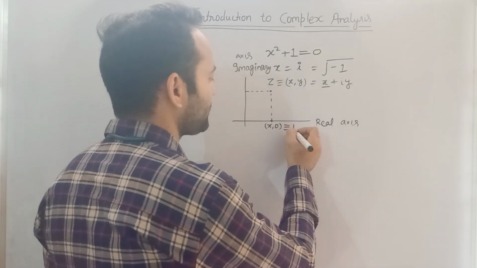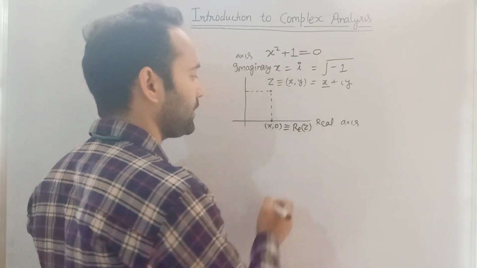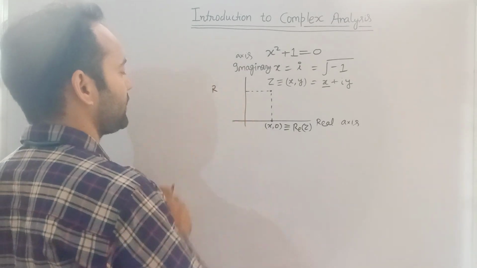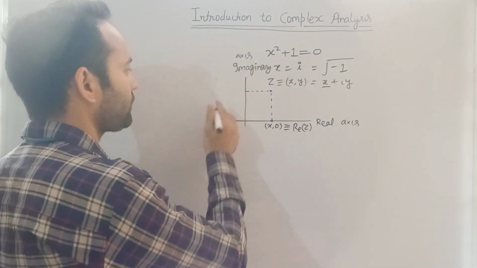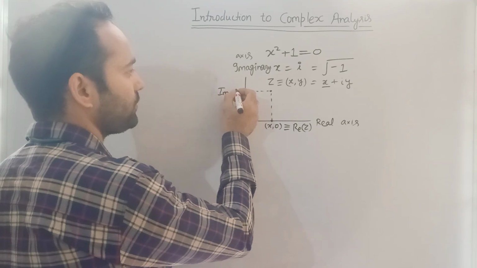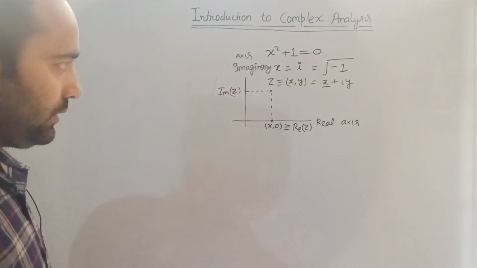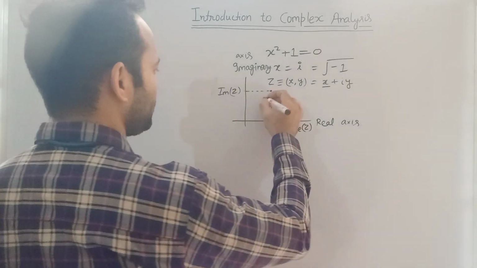If somebody asks to write like this, okay, what is imaginary then? Imaginary part of z. Okay, now a couple of things. So this is z, right?